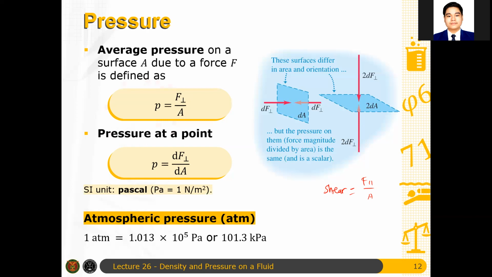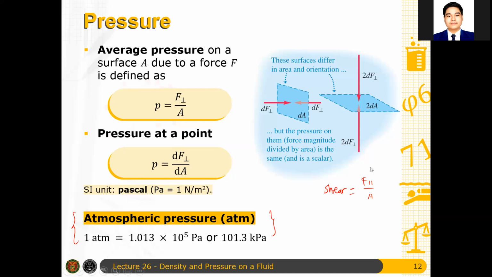Meron siyang unit which is Pascal. And then this quantity here usually given din to sa exam. You have atmospheric pressure, ATM. One atmospheric pressure, or the pressure exerted by the atmosphere on us on the ground, is about 1.013 times 10 to the 5th pascals, or 101.3 kilopascals. So pakialala tong units na to, or kung if ever man paki-check yan kasi gagamitin natin siya for a lot of problems in this topic and in the next topic.